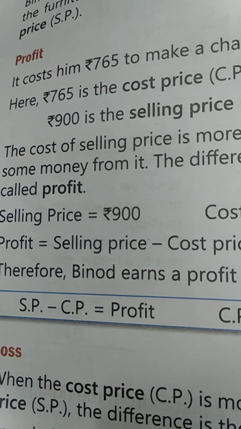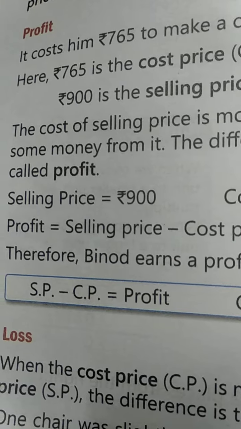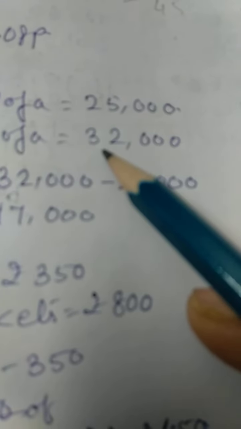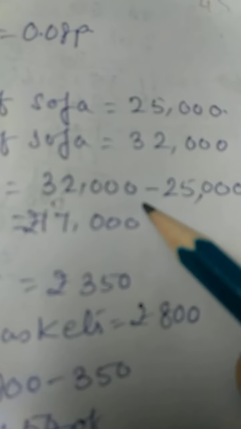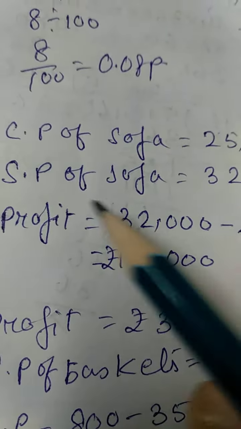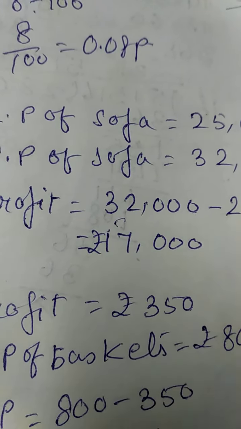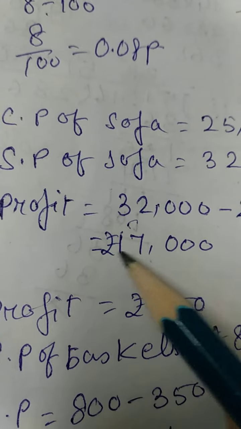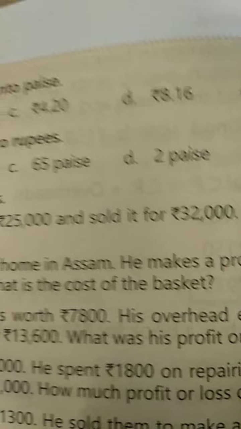So when I know SP is bigger than CP, the formula will be SP minus CP and it will be profit. So here CP of the sofa is 25,000 and SP is 32,000. So it is a profit. I did the subtraction and it is the profit. Therefore the profit equals this much.